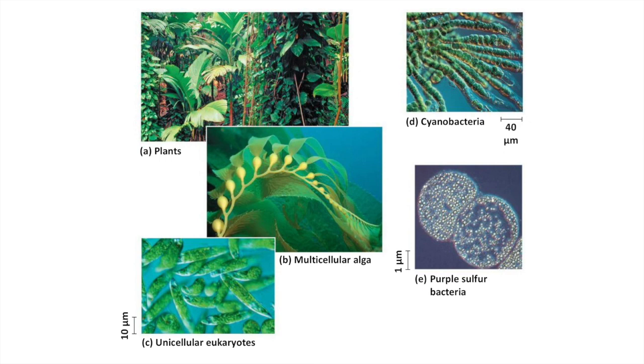And then there's another group of bacteria that perform a very different type of photosynthesis, and these are your purple sulfur bacteria. So there are five different groups of organisms that can perform photosynthesis, but just a handful of them are really important to us. And most of what I'm going to tell you about is the photosynthesis that occurs in plants.